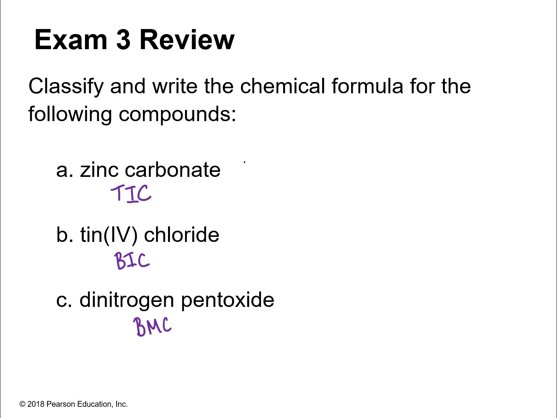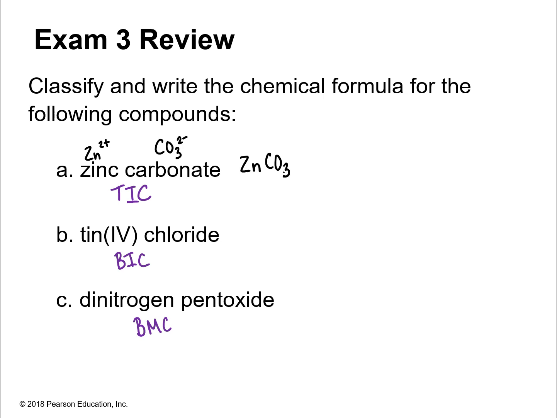For the chemical formulas, zinc has a charge of 2+. It is a transition metal, but it's an exception to the rule. It only has one ionic charge. Carbonate, you would have to look up on that polyatomic ion sheet, and you'll see that it's CO3 2-. So zinc carbonate should look like that.